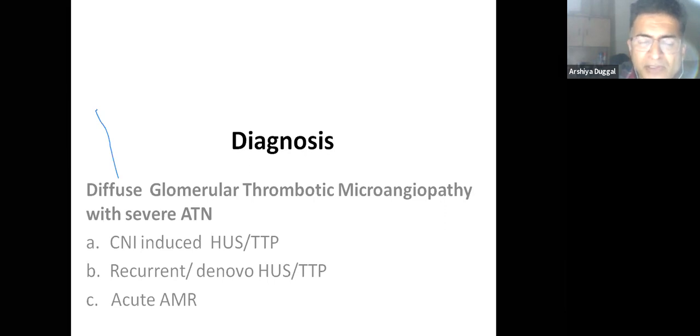So the possibility I thought of, that is why the first differential was a CNI-induced HUS or TTP, or CNI-induced TMA. The second possibility was whether it is recurrent or de novo HUS or TTP. The basic disease in this patient was not HUS or TTP, so that possibility was a bit less likely. But yes, de novo HUS or TTP can occur, or it was acute antibody-mediated rejection.